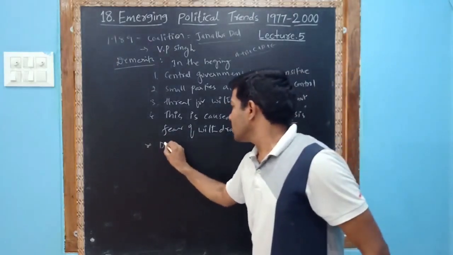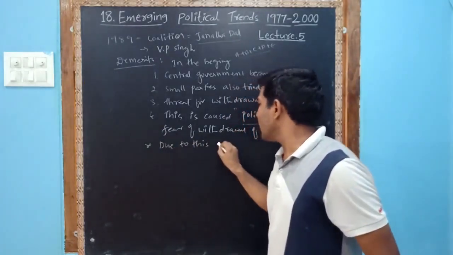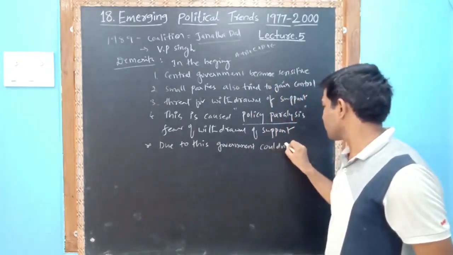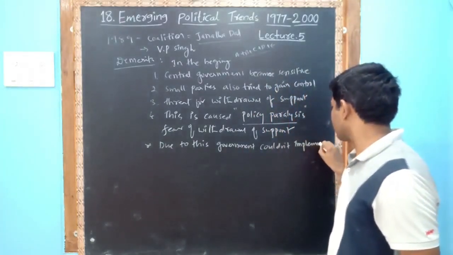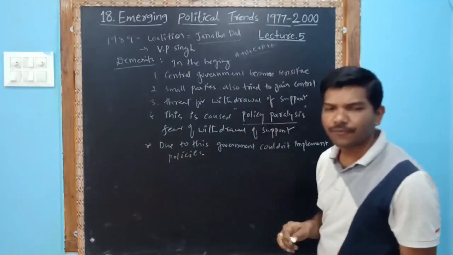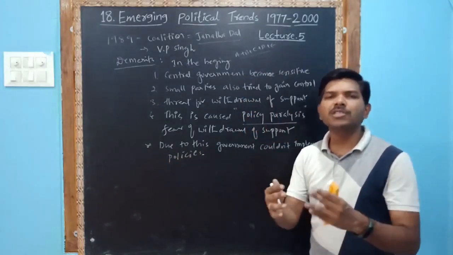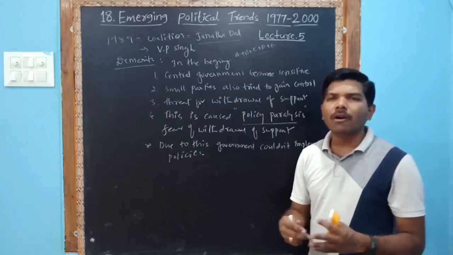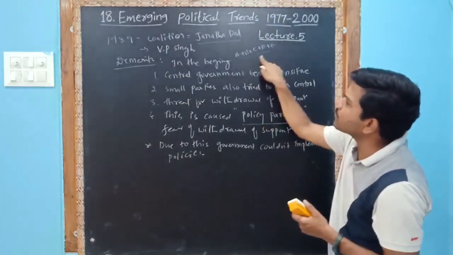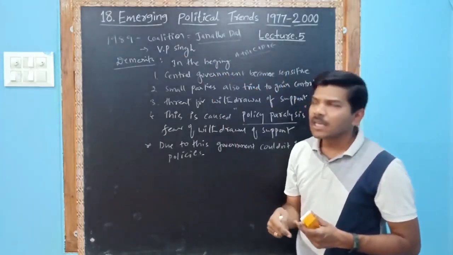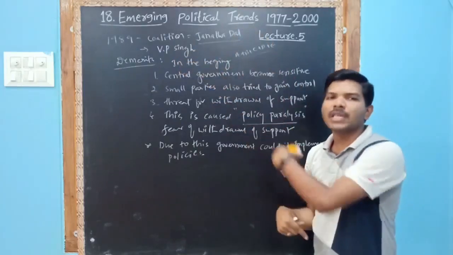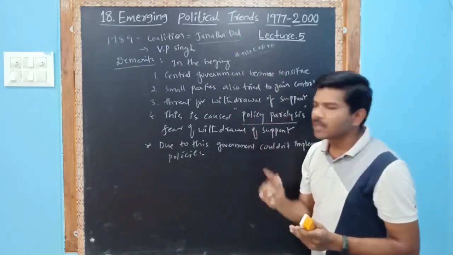Due to this, the government couldn't implement policies. If the government wanted to launch one law or implement certain policies, and the policy is not accepted by these members, the government cannot go ahead. Because if it does, what will happen? The government will collapse. These people may withdraw their support. Let us see the example.